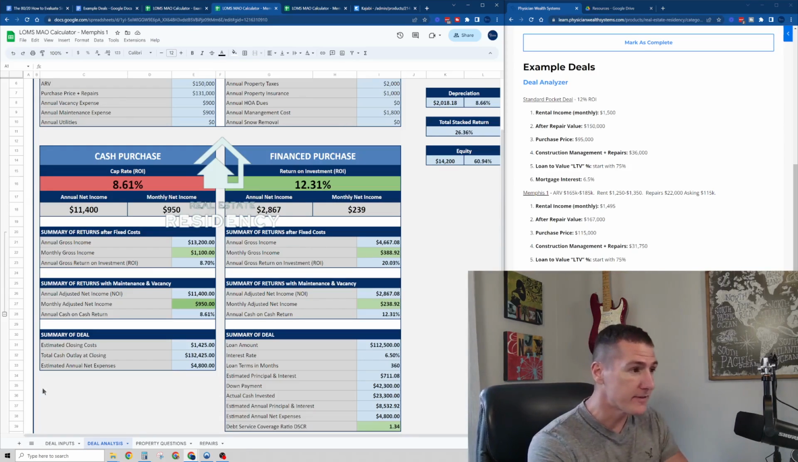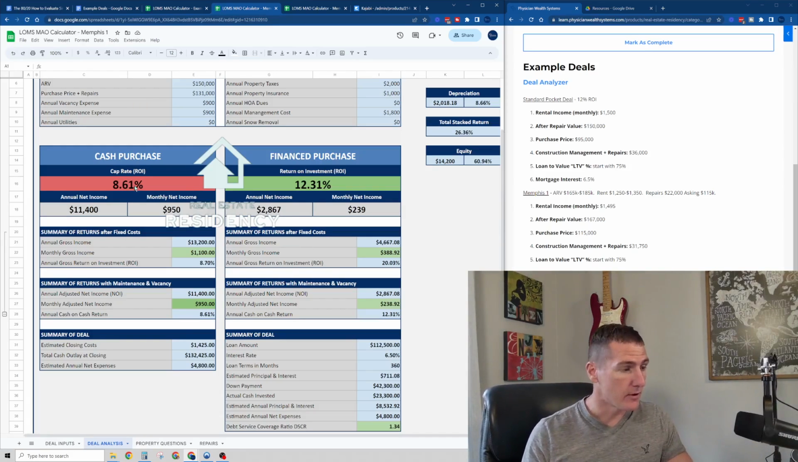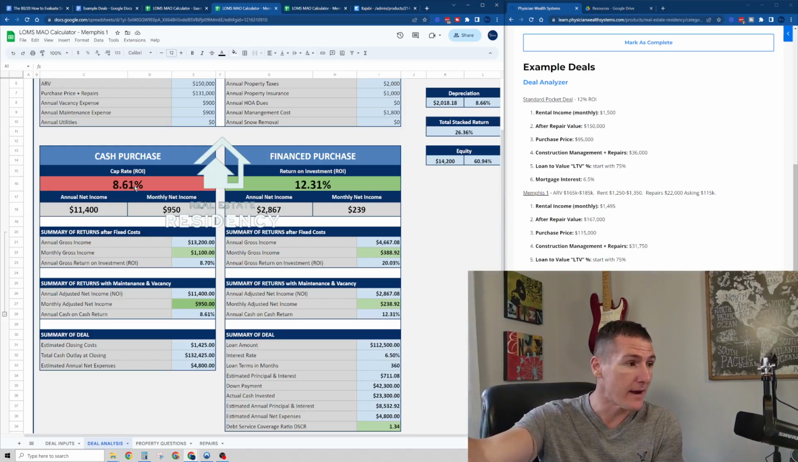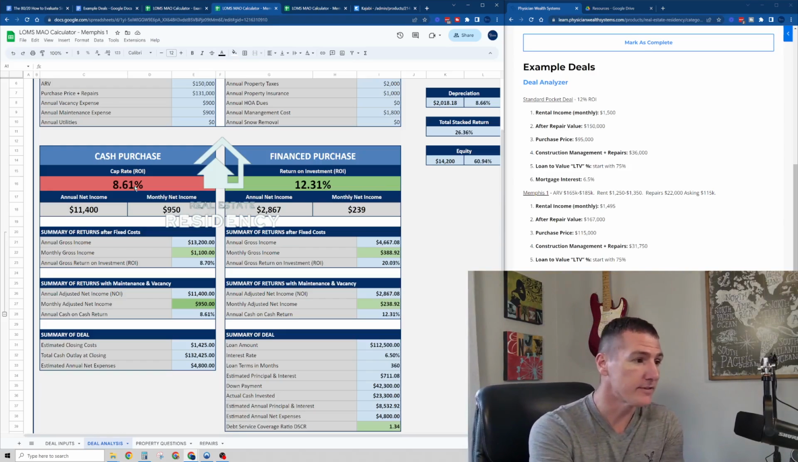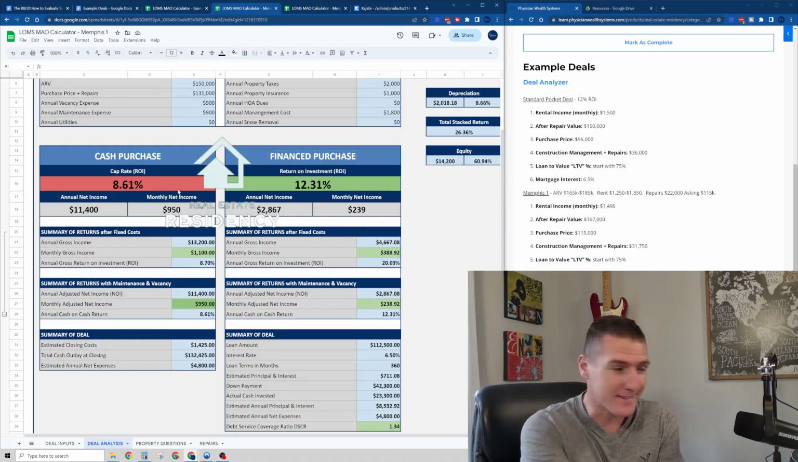So on the left side, you'll see this cash purchase. That's where our cap rate is at. So if we're targeting 7% cash on cash return on the cash purchase, this hits that. This beats that. So still at 8.61, it's a really good return, because then I know I have depreciation, I have appreciation, I have all of that stuff still. All the benefits, not stuff, sorry.